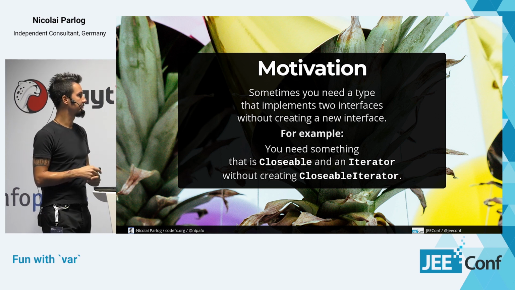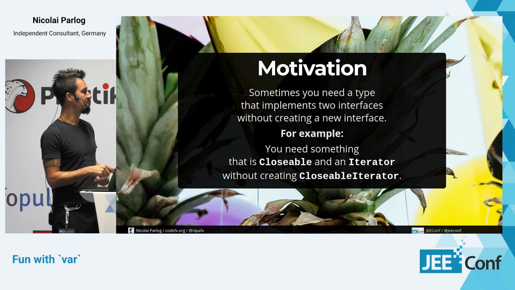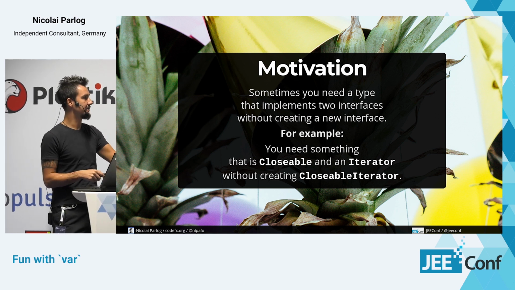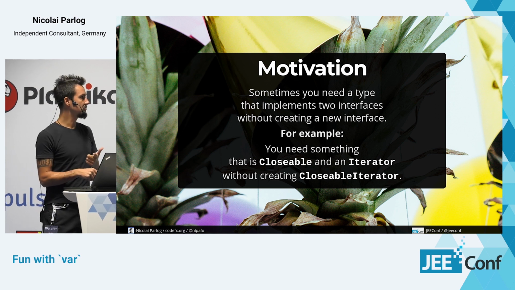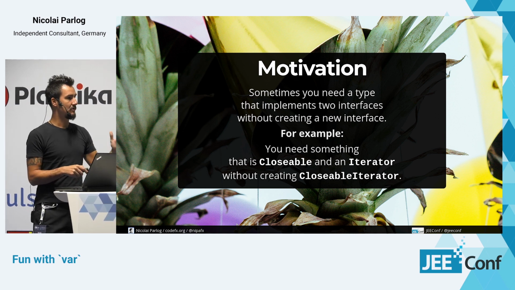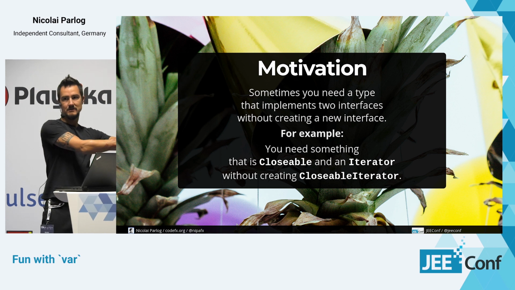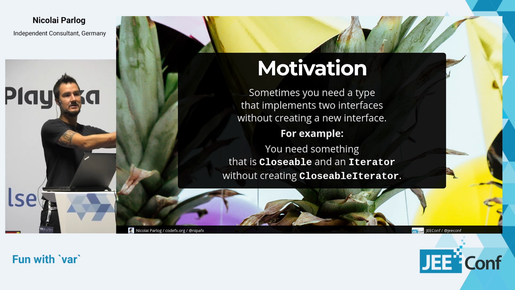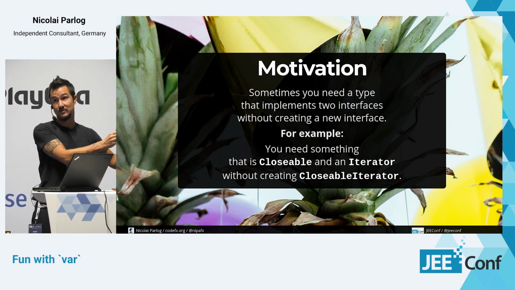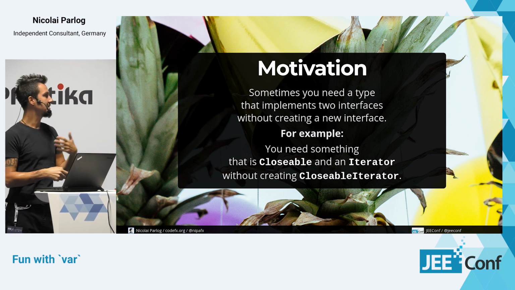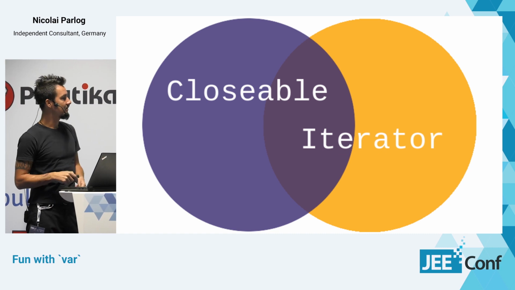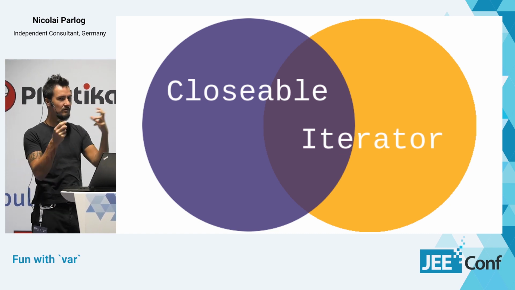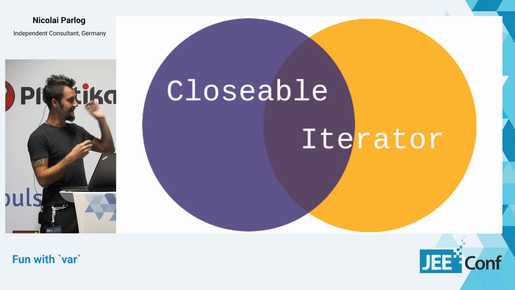But sometimes it doesn't work. So let's say you need something to be closable and an iterator. But you cannot create a closable iterator interface. The reason is that there is a class over there which is closable and is an iterator, but you can't change it because it's not your code. And sometimes you want to handle that. It's called an intersection type because, and there's confusion, is it an intersection type or a union type? It's an intersection type.